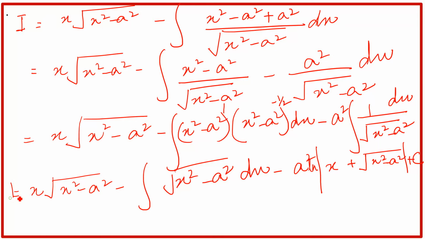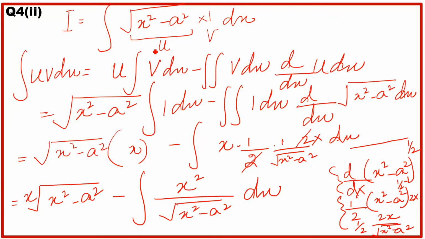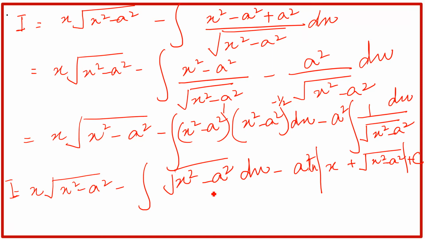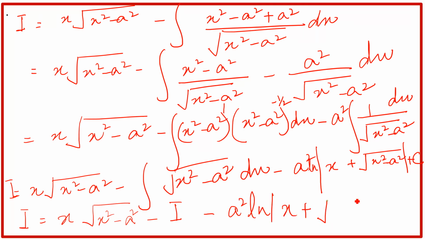And here, see, this is the important point. The integral of under root x square minus a square is exactly the same as whatever we had in the question, and this is equal to I. So instead of this, here we can write I. We have one I here as well. I is equal to x into under root x square minus a square minus I, and then it is minus a square, it remains the same, natural log of x plus under root x square minus a square plus c.